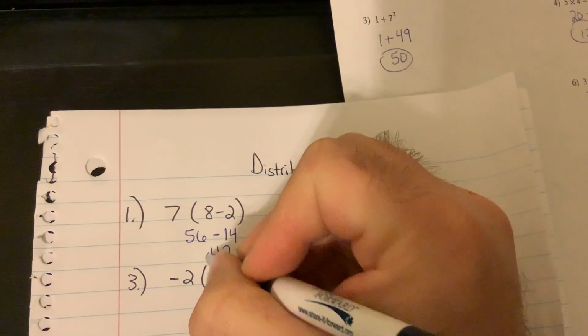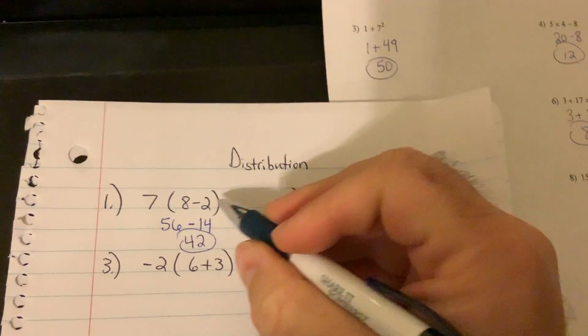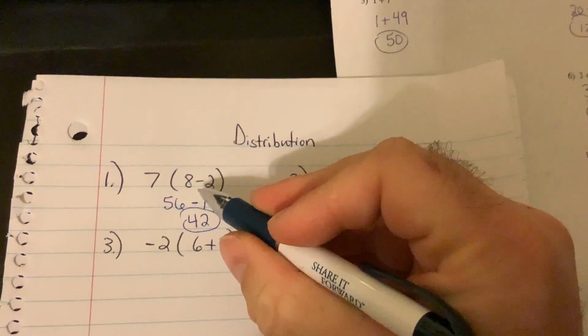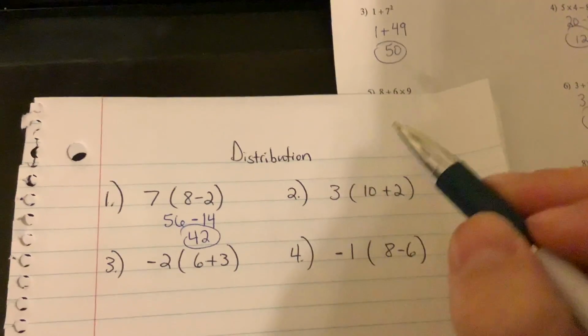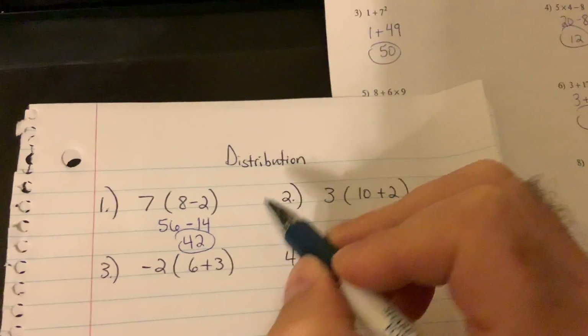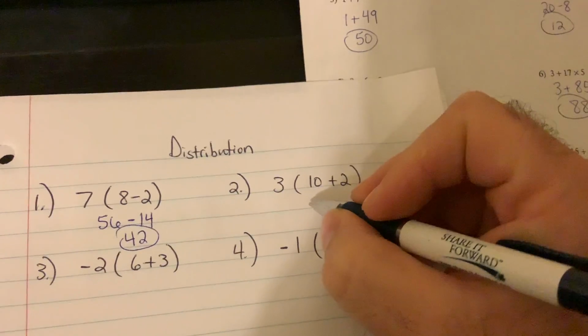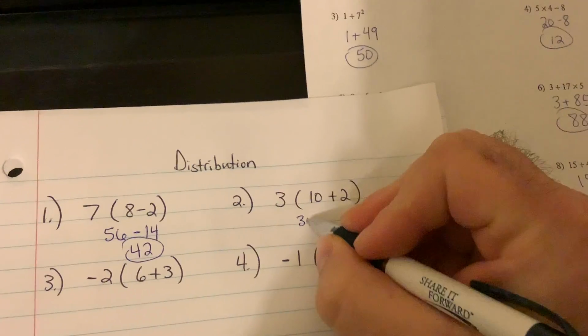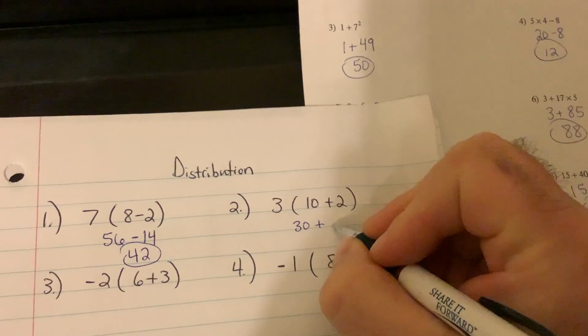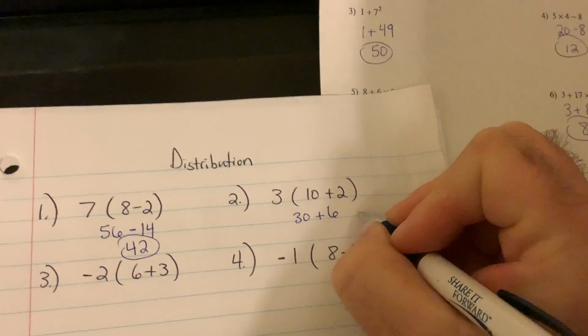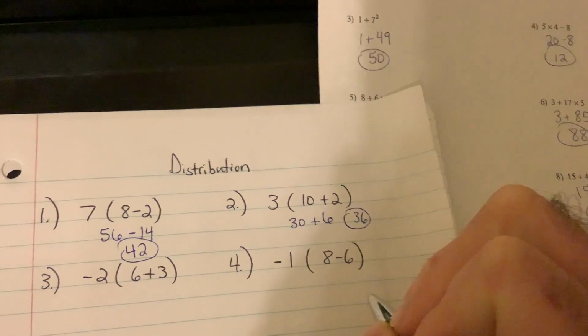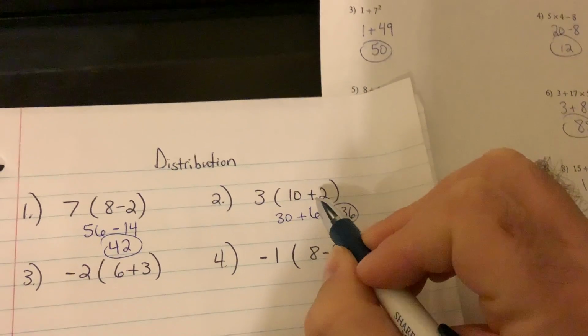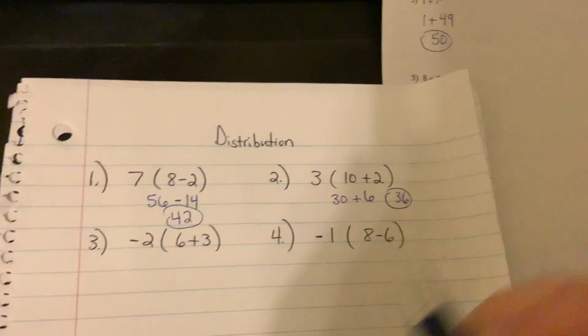Okay. And how we can check that is if we follow PEMDAS, we would have got 6, and 6 times 7 is 42. So that's what I was saying about doing them both ways to kind of make sure you're doing them right. 3 times 10 is 30. 3 times positive 2 is positive 6. So we get 36. Okay. We would have done 10 plus 2 and got 12. 3 times 12 is 36.